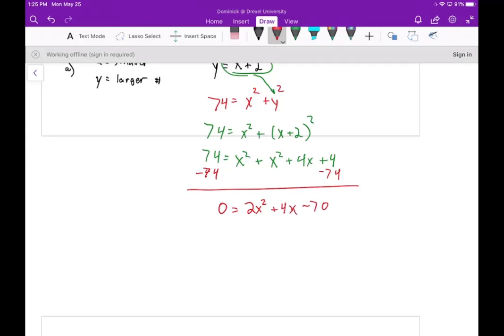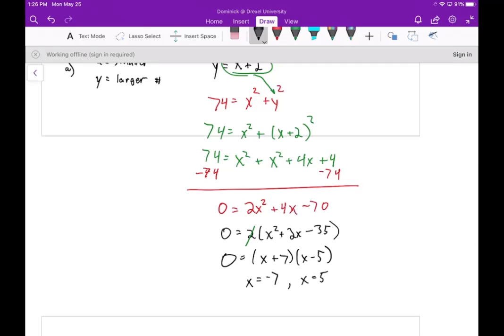All right, so let's factor a 2 out and make our life a little easier. So we're going to get 0 is equal to 2 times x squared plus 2x minus 35. And I can divide both sides by 2, and that's not going to change the problem. And now we can factor. We're going to get x plus 7, x minus 5 is equal to 0. So we get x is negative 7, and x is equal to 5. And of course, we want x equals 5 here.